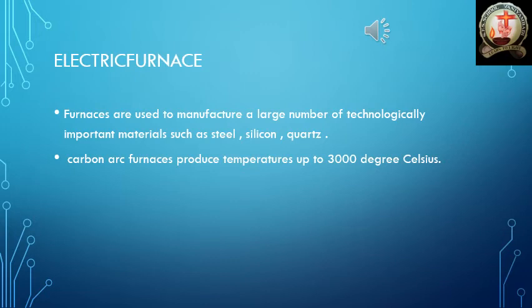Carbon arc furnaces. This is one type of electric furnace. Carbon arc furnaces produce temperatures up to 3000 degrees Celsius. So this much high temperature will be produced by these carbon arc furnaces.